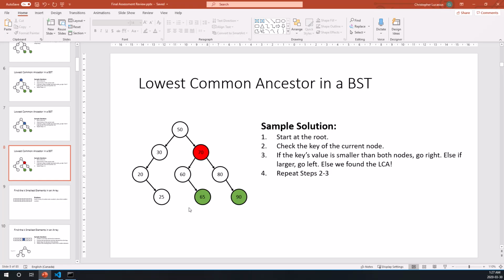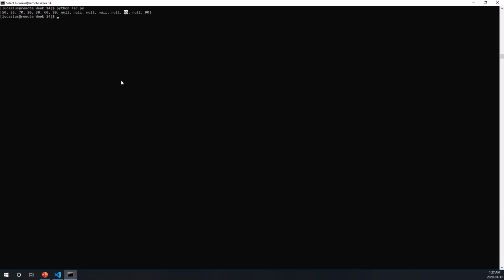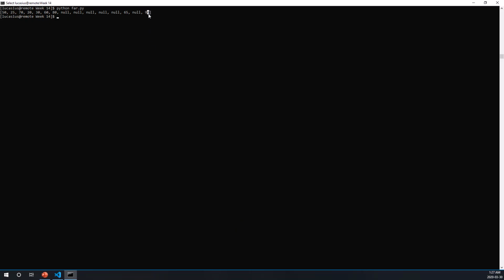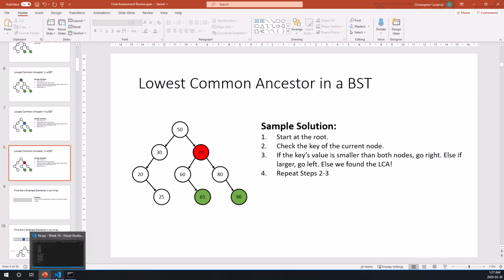So it doesn't look quite like what I drew here. I didn't get quite the order right, but if I were to select, let's say, 65 and 90, like here and here, I should get the same answer of 70. So let's see if that's going to really match.